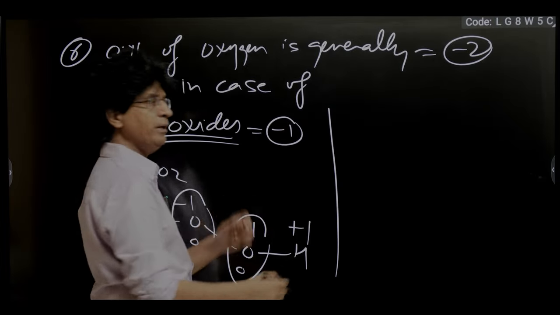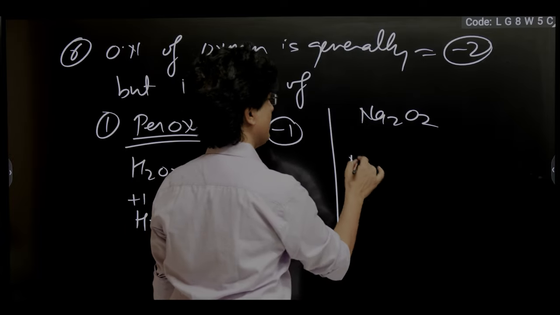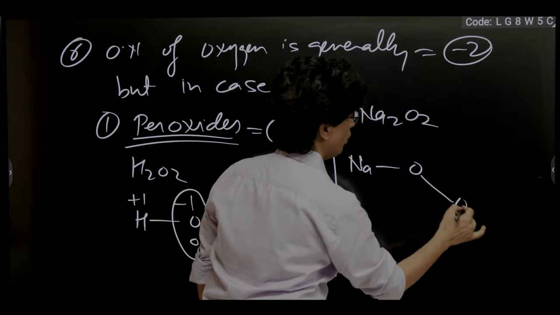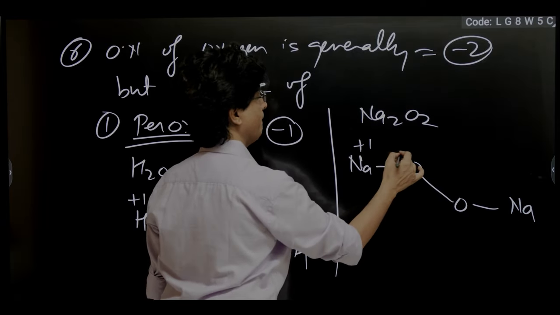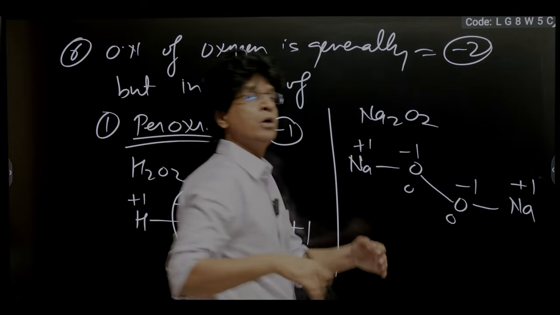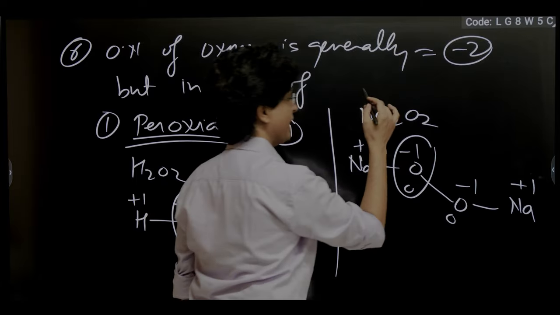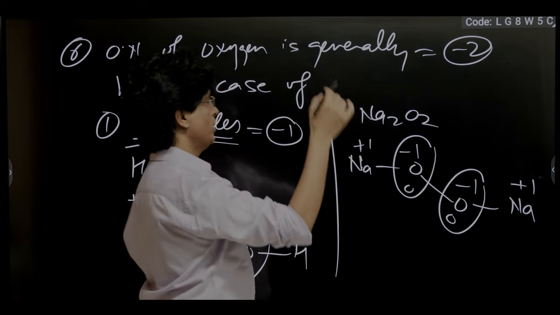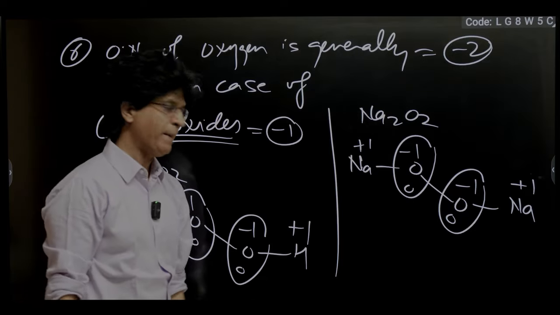Let's take one more example, like say Na2O2, sodium peroxide. Again the same structure: Na, O, O and Na. Is that clear? Now this will be plus 1, minus 1, 0, 0, plus 1 and minus 1, oxygen being more electronegative. Yes or no? So this will be minus 1, and this will be minus 1. So the oxidation number of oxygen in a peroxide is always minus 1.